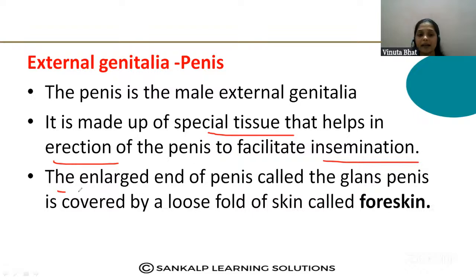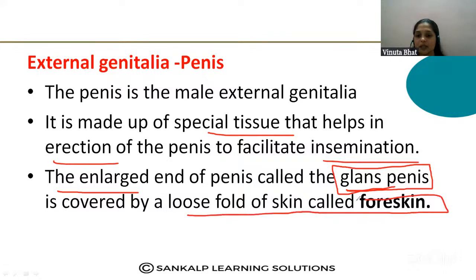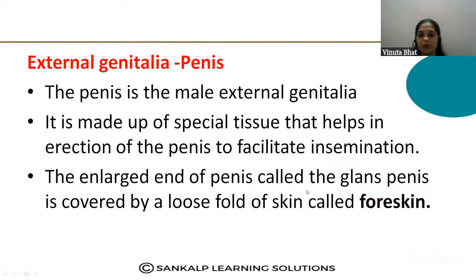And at the end you can observe the enlarged portion. What is it called? That is called as a glans penis. Observe the enlarged portion in the diagram, that is called as a glans penis, and which is covered by a loose fold of skin that is called as a foreskin. Okay, so these all are the important points in this male reproductive system.